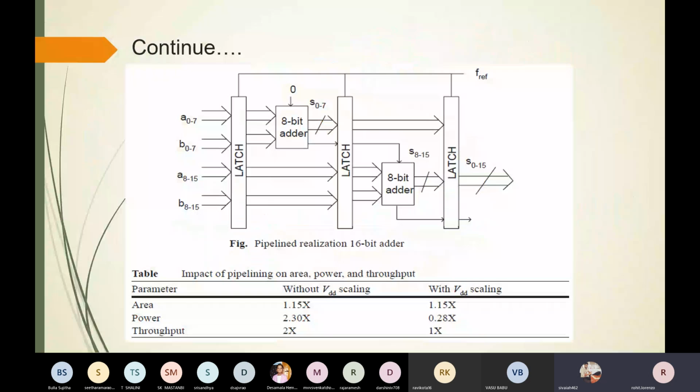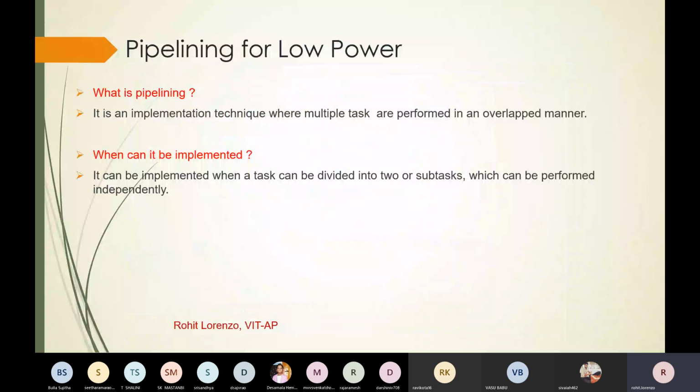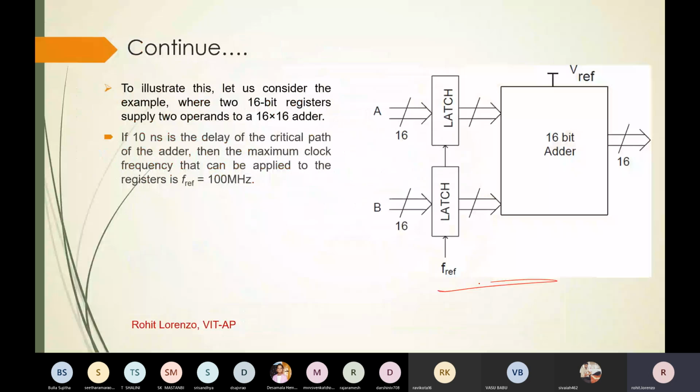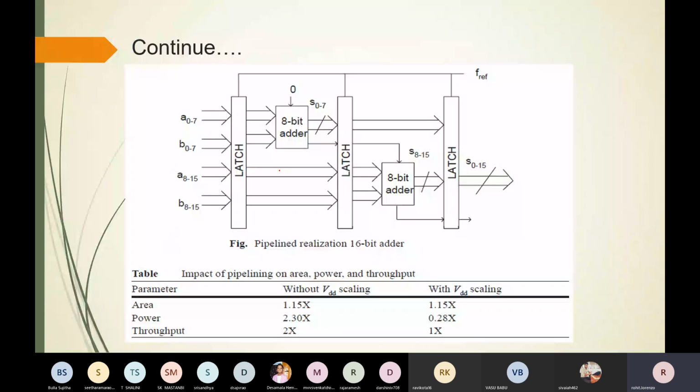Now see what they have done in pipelining. Earlier this was a 16-bit adder. Now how do they transform it into the pipeline structure? In the pipeline they just divided it into 8-bit blocks, and in a similar way the reference frequency in all this is scaled down.